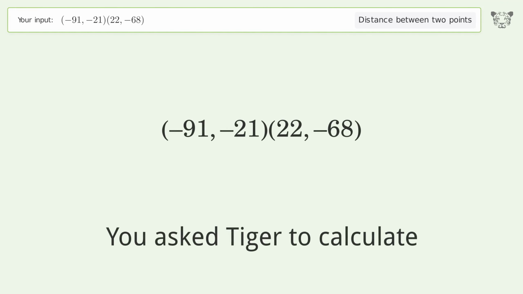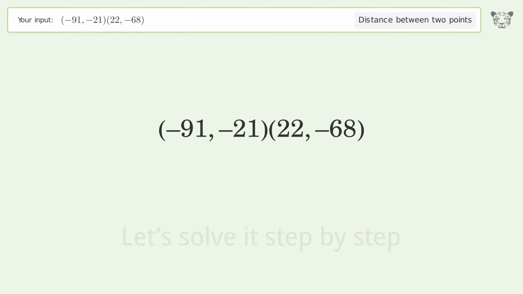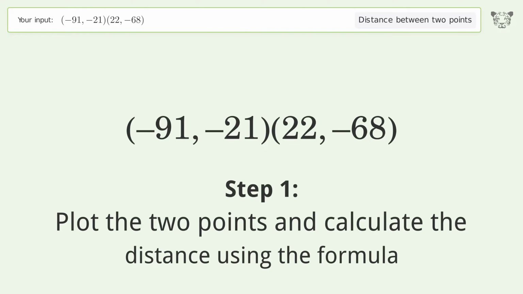You ask Tiger to calculate. This deals with the distance between 2 points. The distance between the 2 points is the square root of 14,978, or 122.385. Let's solve it step by step. Plot the 2 points and calculate the distance using the formula.